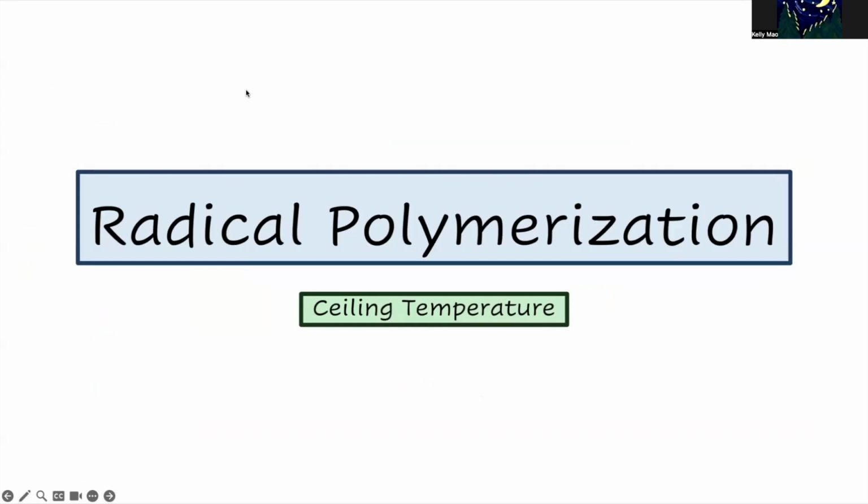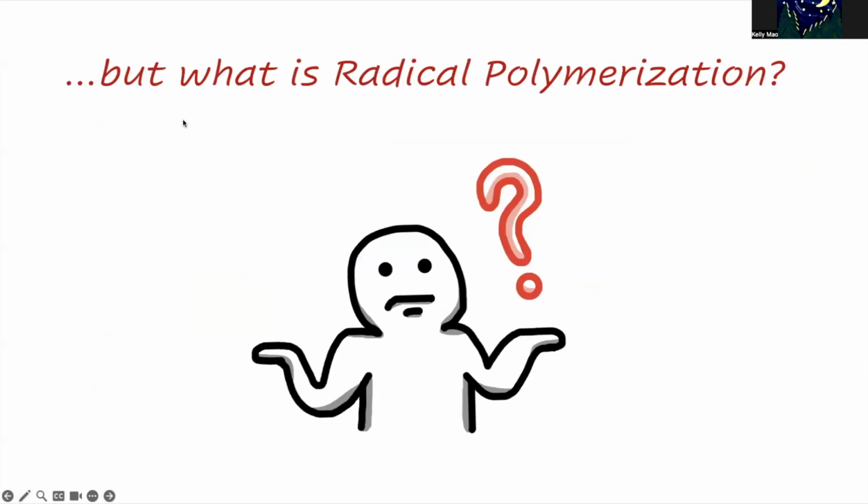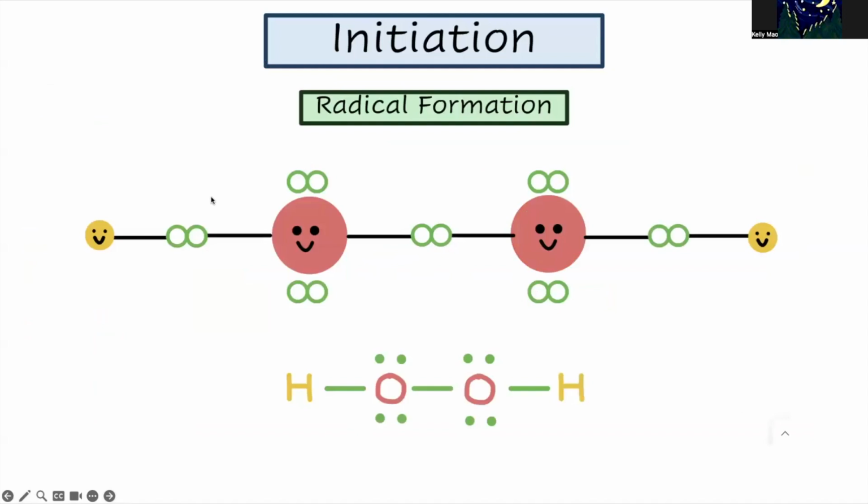Today, we will be discussing the effect of temperature on radical polymerization and introducing a concept known as sealing temperature. Before we get ahead of ourselves, let us do a quick overview of radical polymerization. Radical polymerization can be broken down into three major processes: initiation, propagation, and termination.